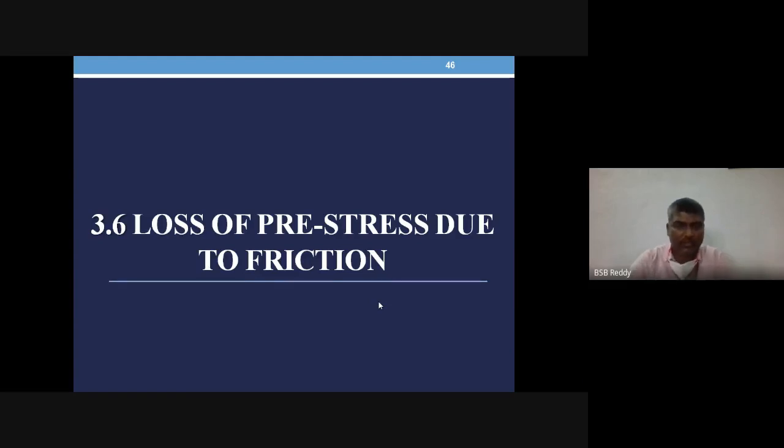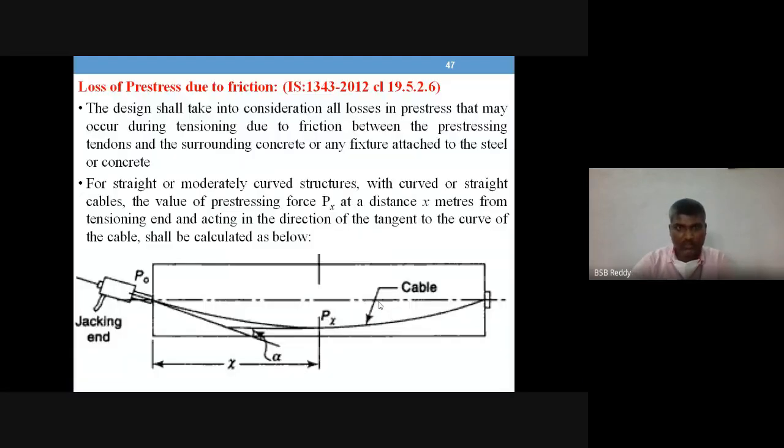Till last session, we have talked about the total 5 losses of stresses, and the sixth one is loss of pre-stress due to friction. This one will be there only for post-tensioned members. This loss of pre-stress will not be there for pre-tension members.